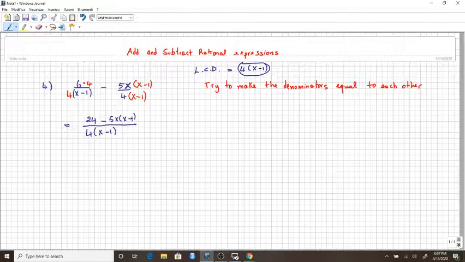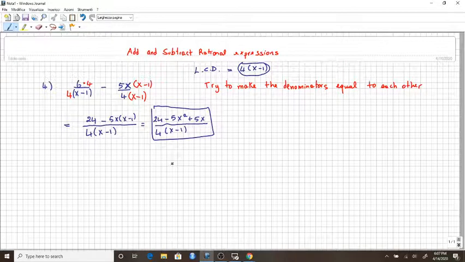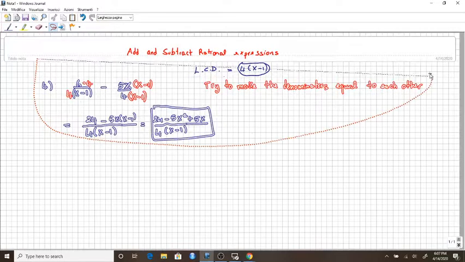And at this point, just try to simplify this expression as much as you can. So the denominator is 4 times x minus 1. And now the numerator is 24 minus 5x times x, which is 5x squared, and negative 5x times negative 1, which is positive 5x. And we are done. We cannot simplify this further, so this is your final rational expression. Okay. Let's work some other problem.